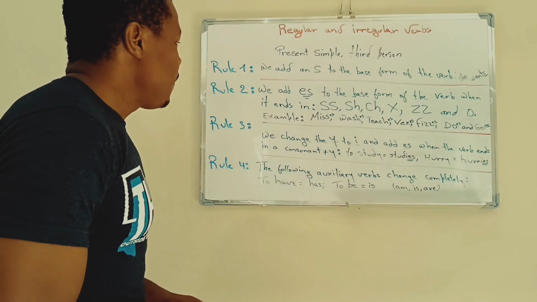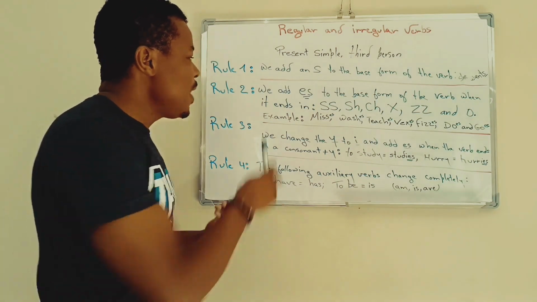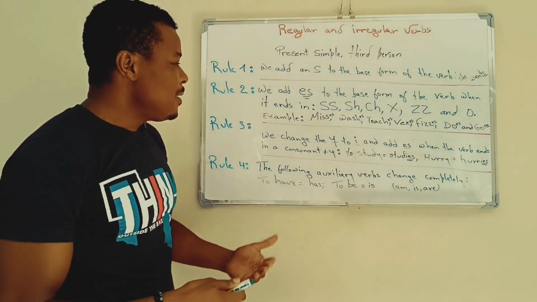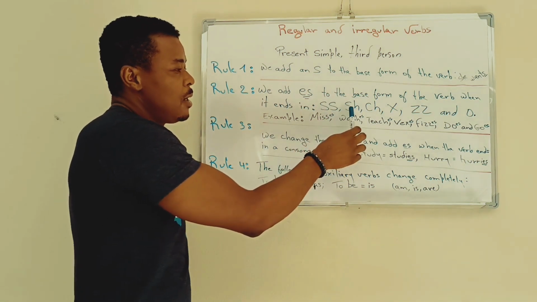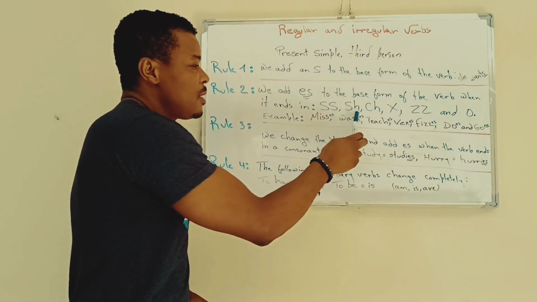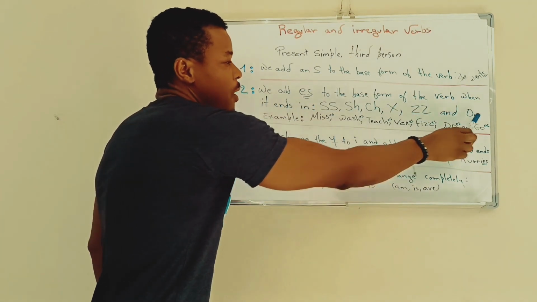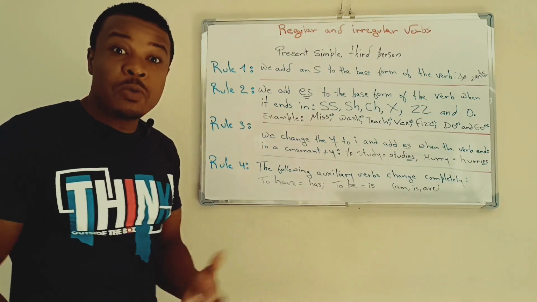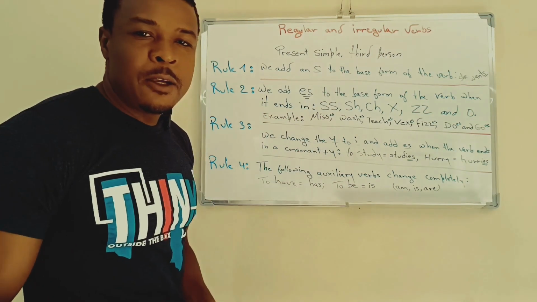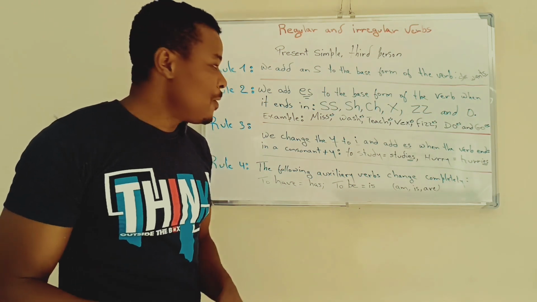All right. So the second rule is we add ES to the base form of the verb when it ends in double S, SH, CH, X, double Z, and O. All right? And we got some examples here. The first example is miss. Like, I miss you. You miss me? All right?